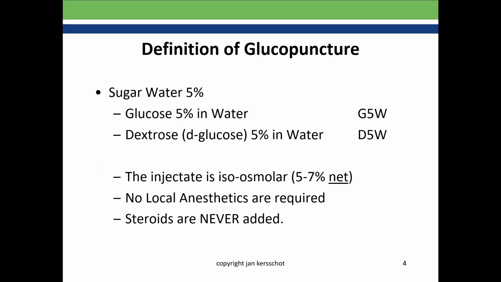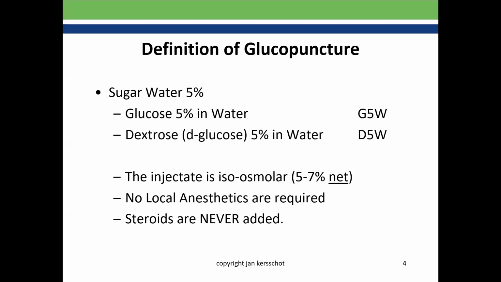So what is the definition of glucopuncture? We inject glucose of 5% in water, which is mainly used in Europe, or dextrose of 5% in water, which is more popular in the United States. And it's important that we are using isoosmolar injections. Sugar water is a solution, an injectate. If you inject it, not into a joint, but into the extracellular matrix, then it's important that it has the same osmolarity as the cells.